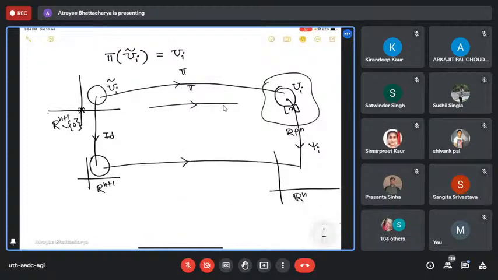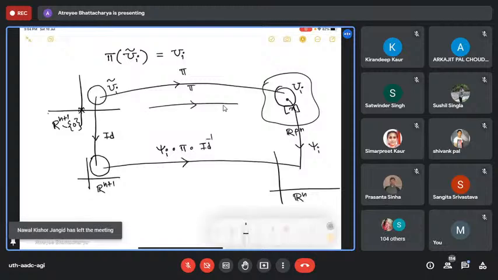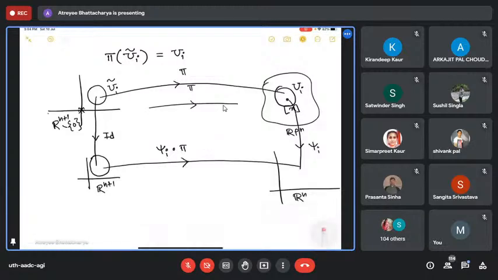And now I have to prove, what is the corresponding map? I compose this, compose this. I will prove this first. I have to prove that this pi is smooth. I can prove this.